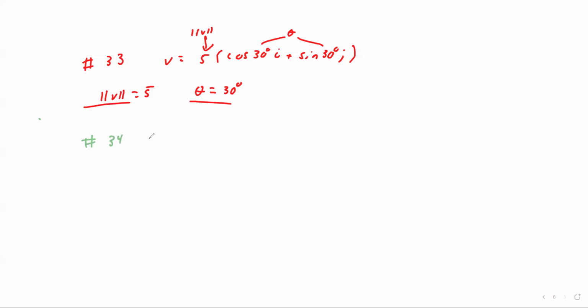Let's look at number 34. V is equal to 7 cosine of 45 degrees I plus sine 45 degrees J. So again, my magnitude of V would be 7. And my theta is 45 degrees. And there you go. You don't have to convert it into radians or anything like that. Let's look at another one, because again, they ask a lot of these questions on your homework. So let's look at number 35.